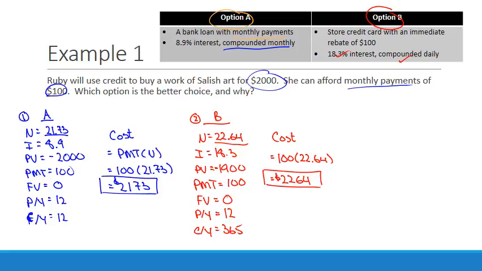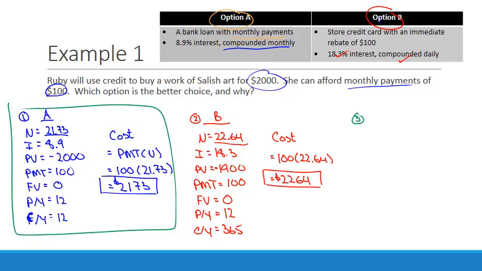Perfect. So it says which option is the better choice and why. So based on what I'm seeing here, the lower price actually ends up being option A. Now in option A, you don't get a rebate. So you actually paid the full price. So how in the world can you actually save money paying more money at the start? But in the end, we paid less. Excuse me. Well, it comes down to the interest rate.